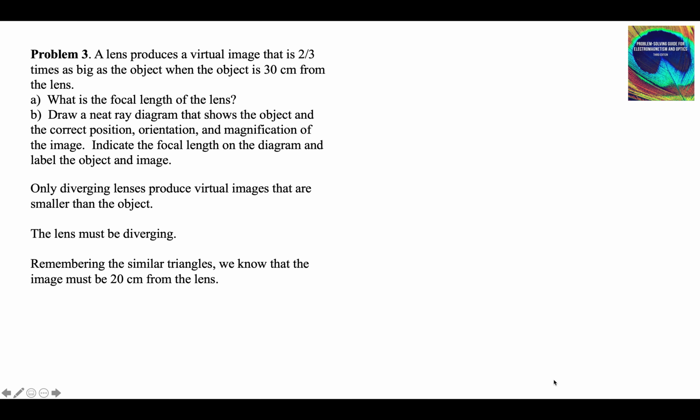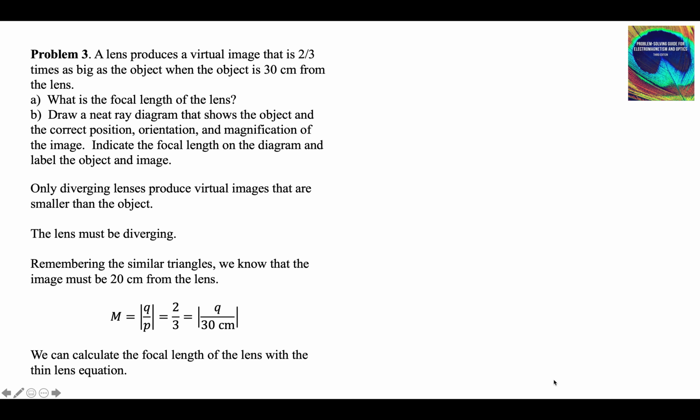Remembering the similar triangles, we know that the image must be 20 centimeters from the lens. The object is 30 centimeters from the lens. The image is 2/3 the size of the object. So the image has to be 20 centimeters from the lens. But the equation, the magnification is the absolute value of Q over P. It's given, the magnification is 2/3. And we know the object distance is 30 centimeters, so Q must be 20 centimeters. The absolute value of Q must be 20 centimeters.